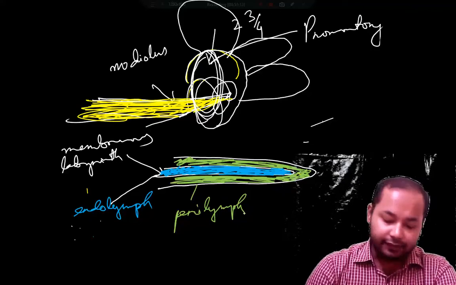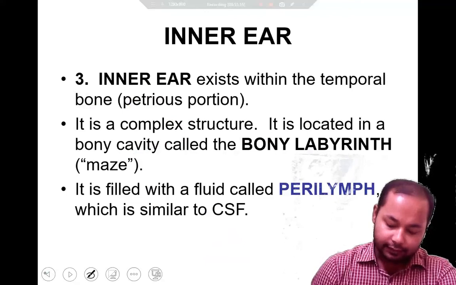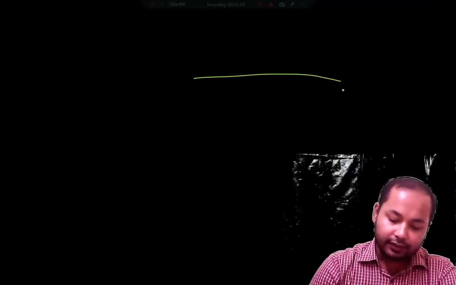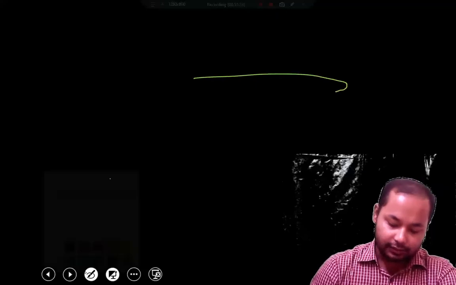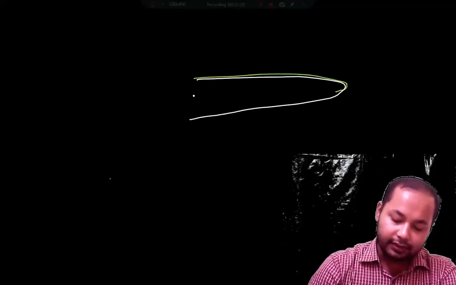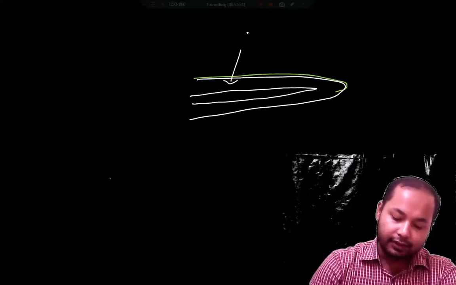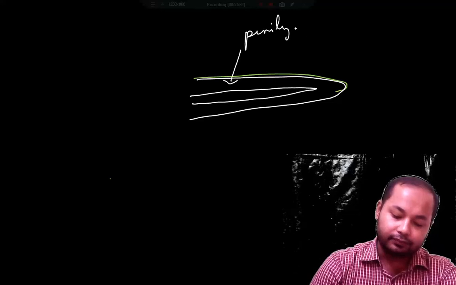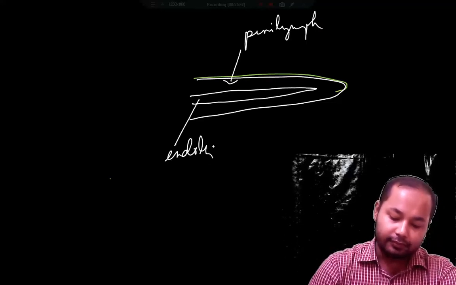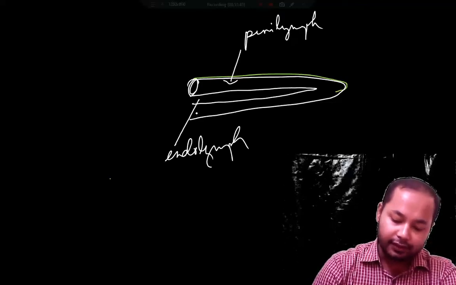What I am interested in is, I missed the diagram, so once again I will draw it. This is the inner ear. This is the inside part, which is the membranous part, and what I have drawn here is the perilymph, and this is the endolymph. Now what is present here? What is this and what is this? I am interested in that.